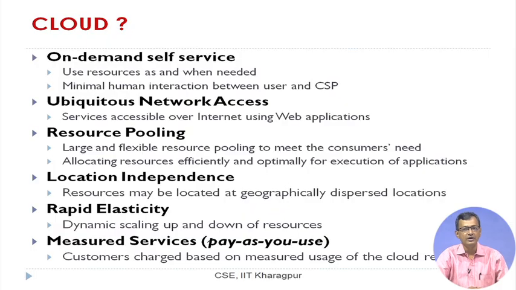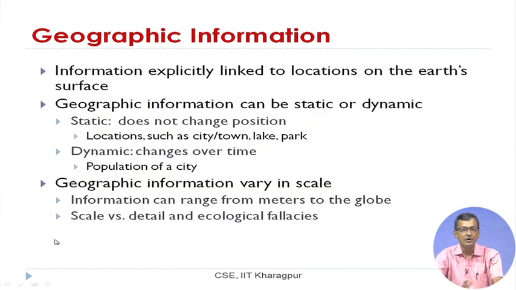So, we have been discussing for long what cloud gives: on demand service, ubiquitous access, resource pooling, location independence, rapid elasticity, measured services, right. And this is one part, the cloud side. If you look at the geographic information side, or the spatial or geospatial information side, it is information explicitly linked to a location on the earth surface. We are primarily looking at spatial data which is specifically on the earth surface, right. So, it is a coordinate driven thing.